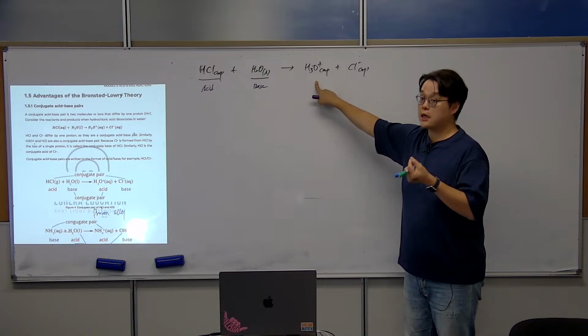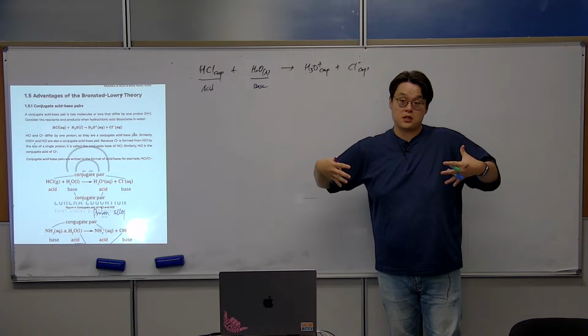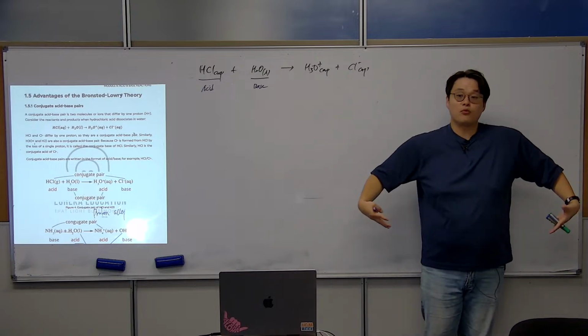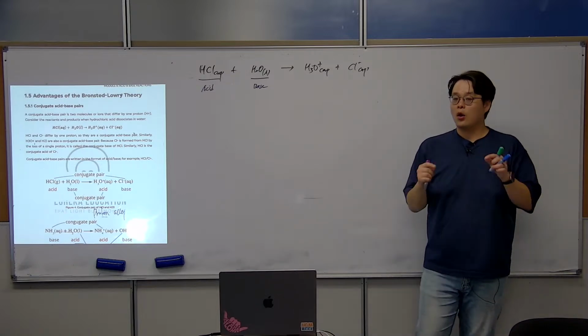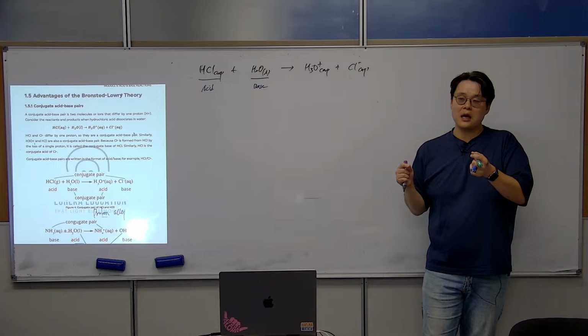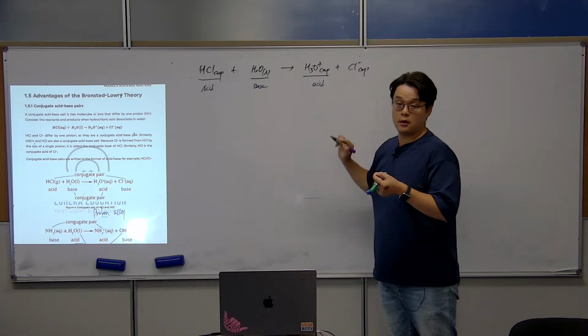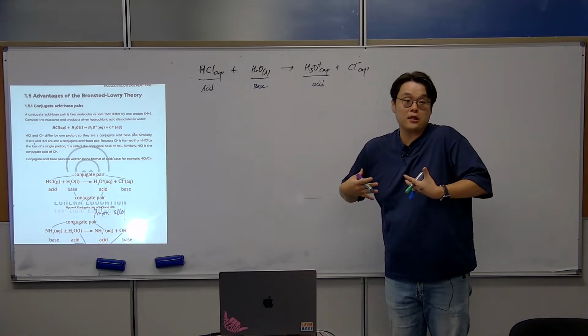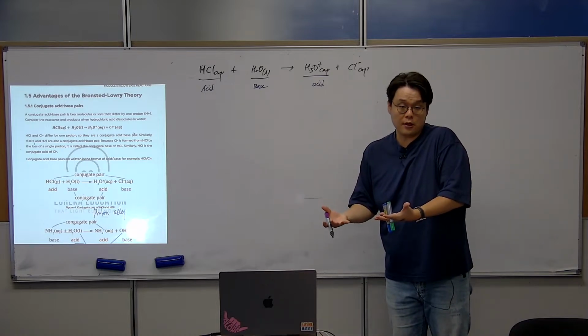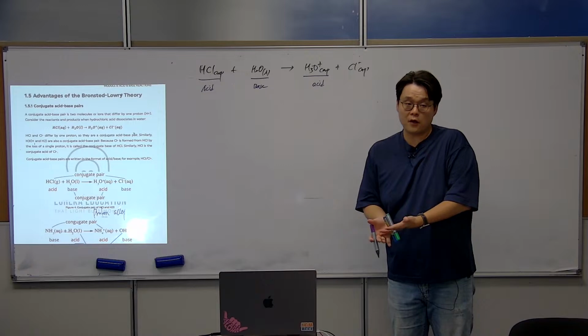Willing to donate. I mean, it can't accept any more because it's fully saturated. It doesn't have any room to accept more. So the only thing it can do is lose a hydrogen. So I call that, this is now working as an acid, more likely, because it is willing to donate the hydrogen ion, according to the Bronsted-Lowry definition again.